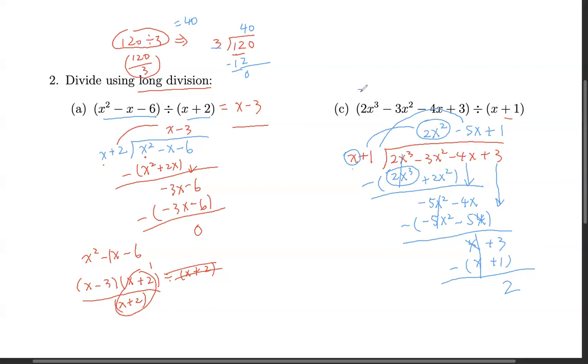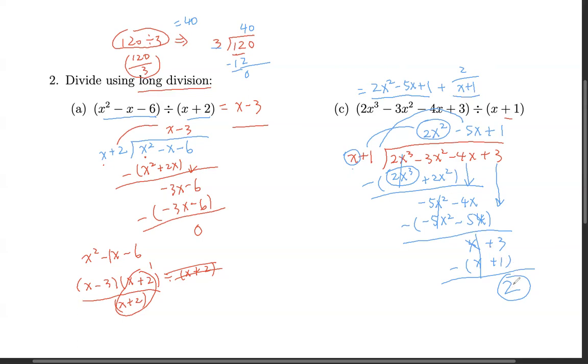We write our answers like this, let me write the equal sign here. Equals the quotient 2x squared minus 5x plus 1. But then we have this remainder, so let me add 2 over x plus 1. We have polynomial degree 2, and we have this rational part, right?